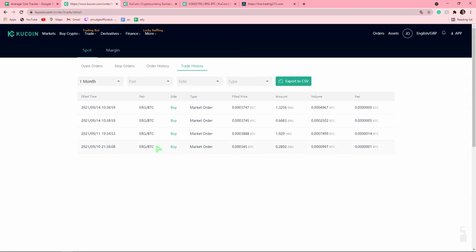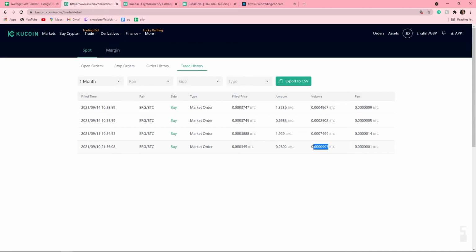So what's this data telling us? It's telling us when we purchased, the pair that we've purchased, and what we've done, whether it's a buy or a sell. It's telling us the type of order, which was a market order. It's telling us our filled price, which is the price we filled at. So at the time, 1 ERG cost us 0.00345 BNB per ERG. Then we have our 0.2892, which was the amount of ERG that we purchased. And that amount of ERG cost us 0.000997 Bitcoin. That also includes our fee, so the fee will come out of that.